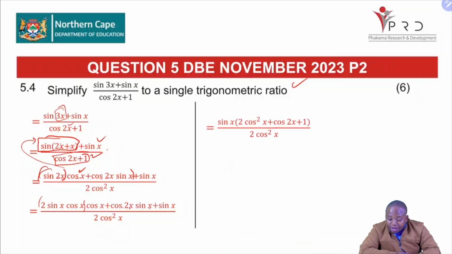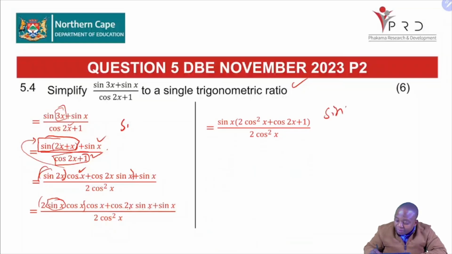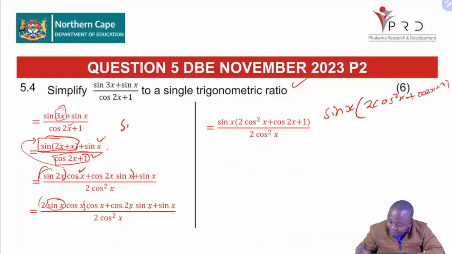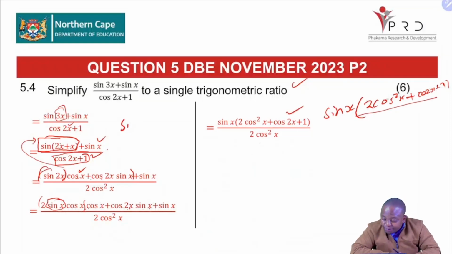Thereafter, we can now take out the sine x as a common factor. When I take out the sine x as a common factor, what do we remain with? We are going to remain with, for the first term, 2 cos. Cos and cos will give us cos squared x, plus cos 2x plus 1. Right. All over 2 cos squared x. So this is what we are getting from taking out sine x as a common factor.